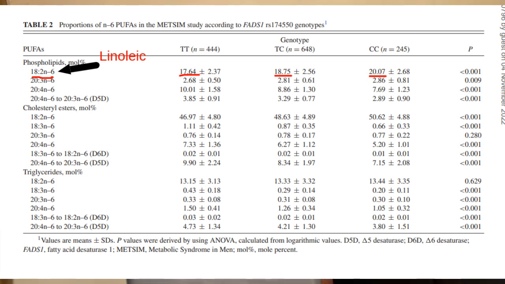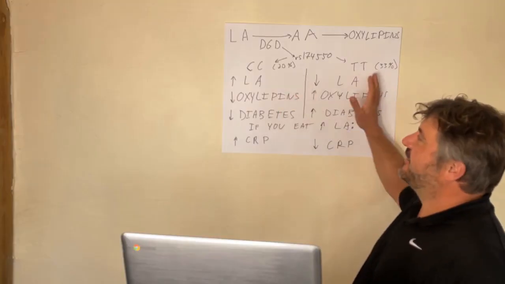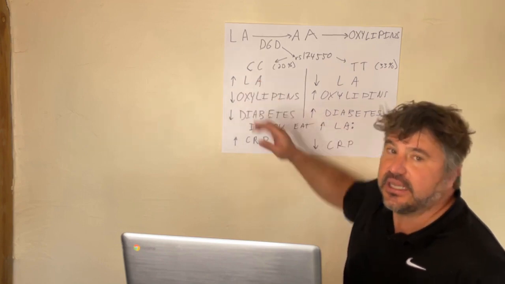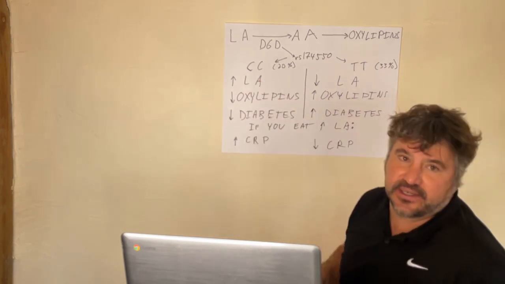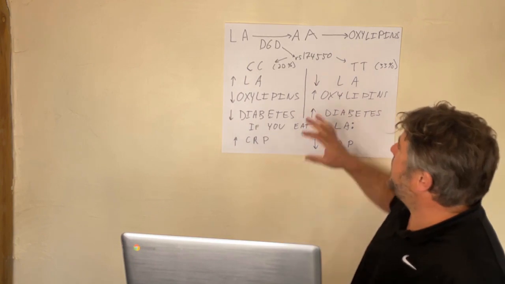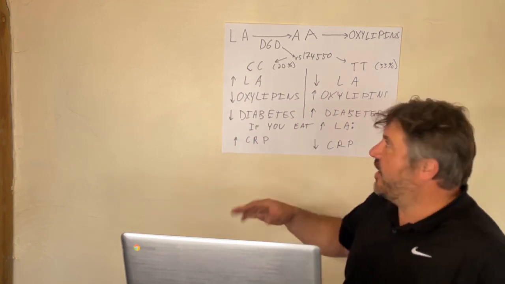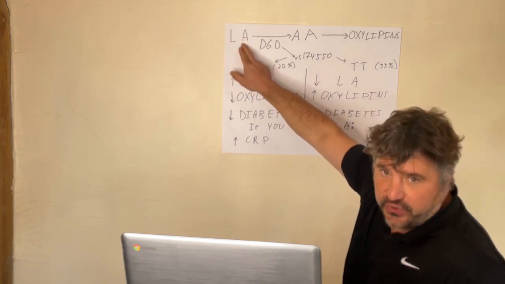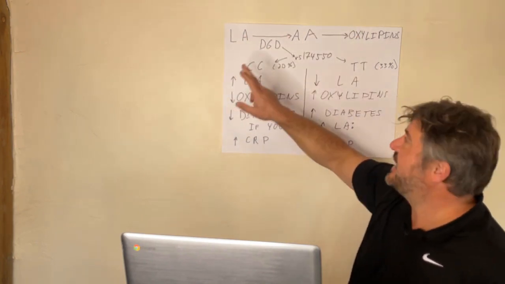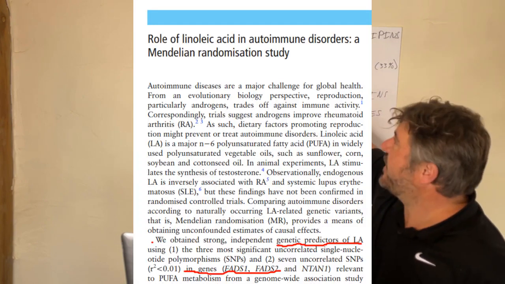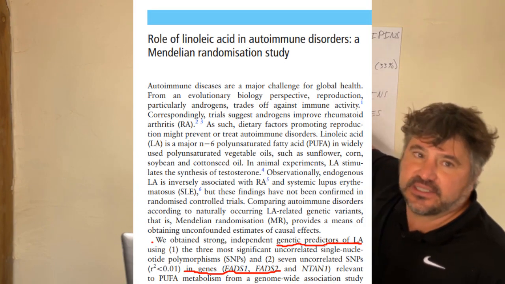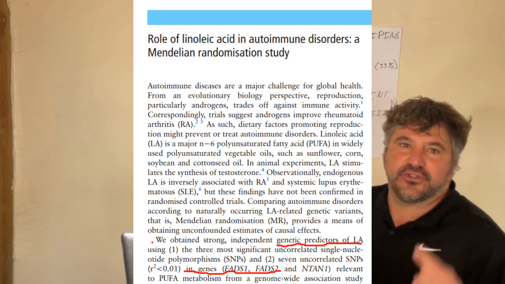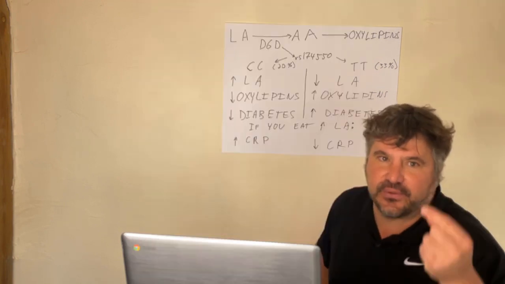And so 80% of the people do not have 2 good copies of this gene. 80% of the people are not protected against diabetes, is what I would say. So in 80% of people, there is some risk that you're converting a lot of linoleic acid to oxylipins via high D6D activity levels. D6D activity levels cause diabetes. They cause rheumatoid arthritis, which is an inflammatory disease.